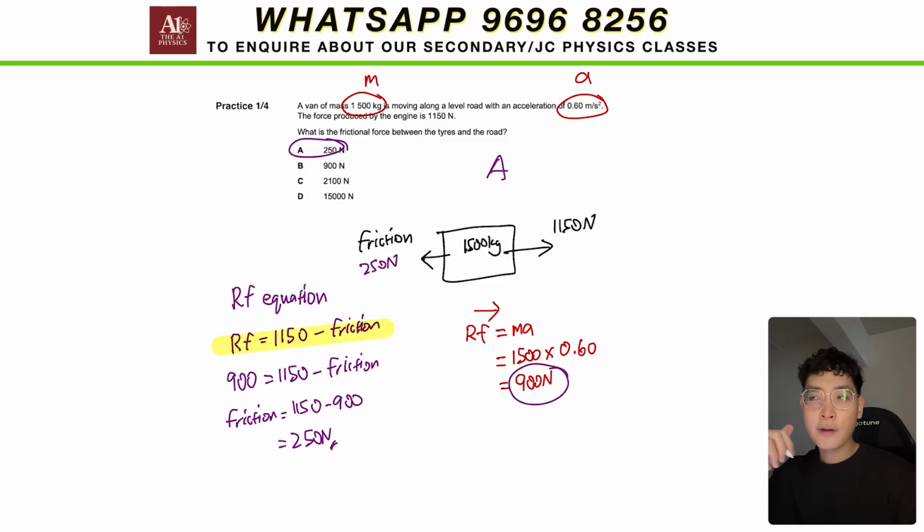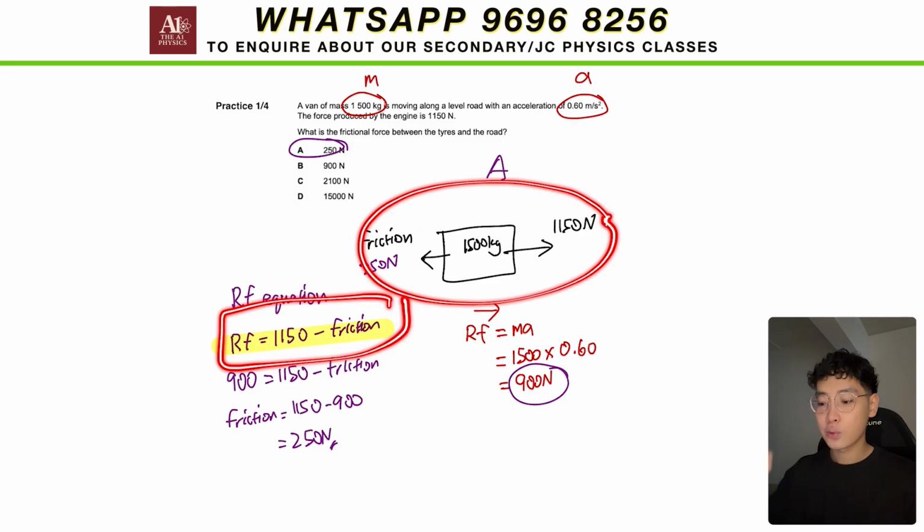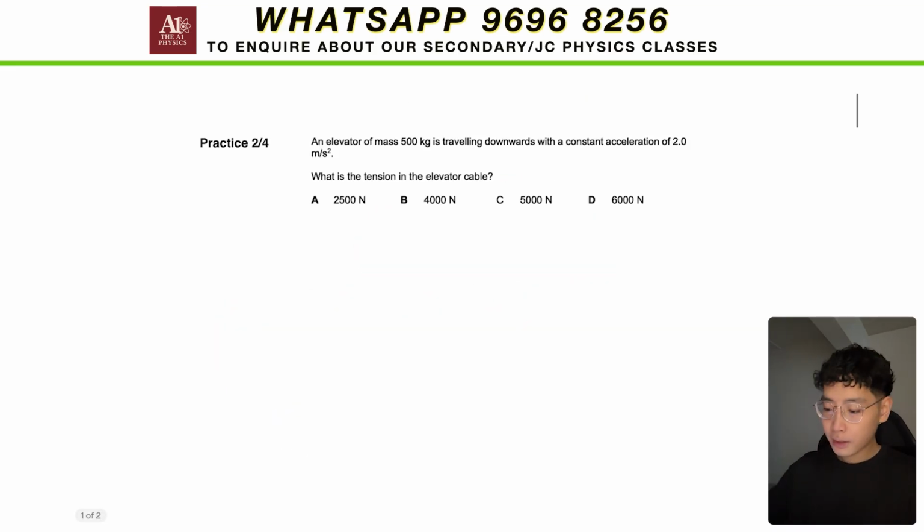Okay, so this is a very standard question on resultant force, and the two things I want you to take note of is that always draw the free body diagram. We call this the free body diagram. Basically draw all the forces acting on the body and also make your resultant force equation. These are the two fundamental steps that you must have. Okay, now let's look at this question.